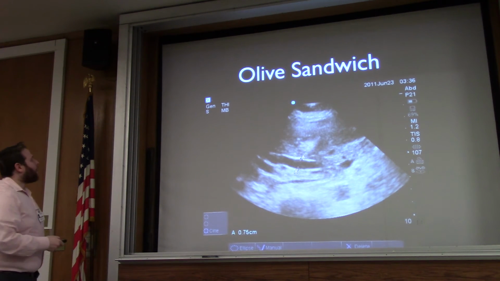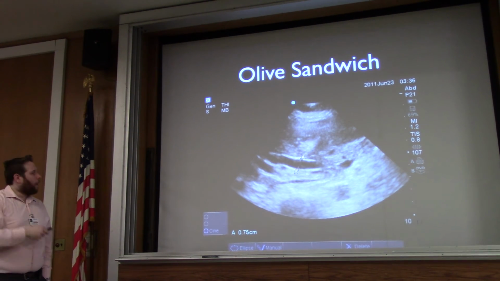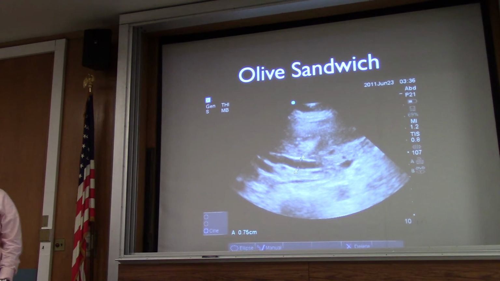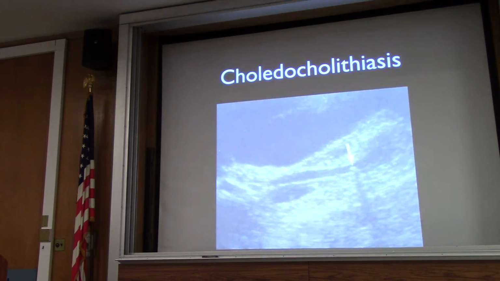Alright. So another, sometimes you'll see this, so here's your portal vein there, here's your CBD, and then the hepatic artery as it moves in and out is kind of sandwiched in there, so we like to call that the olive sandwich. So you get your pieces of bread, and then you get the olive in there, olive sandwich. I don't make this stuff up, all right? Don't look at me like that.